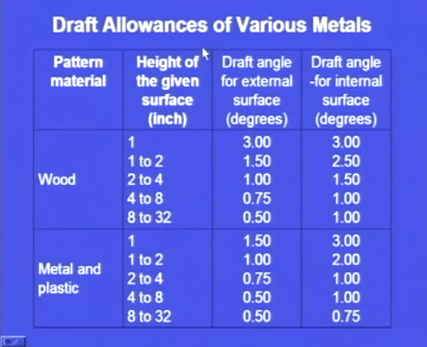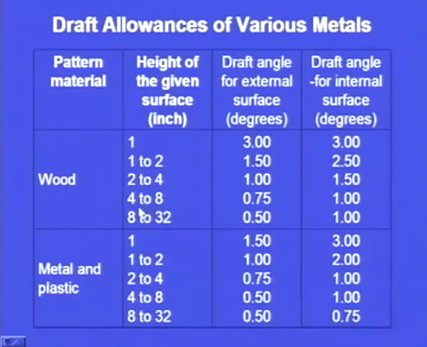and these are the draft allowances to be given for various metals. So, this is the pattern material and height of the given surface, and if it is 1 inch, the draft angle should be 3 degrees. This is if it is external. If it is internal, it should be 3 degrees. And when the height is 1 to 2 inches, the draft angle should be 1.5 degrees for external. For internal, it should be 2.5 degrees. And from 2 to 4 inches, the draft angle should be 1 degree for external. For internal, it should be 1.5 degrees.